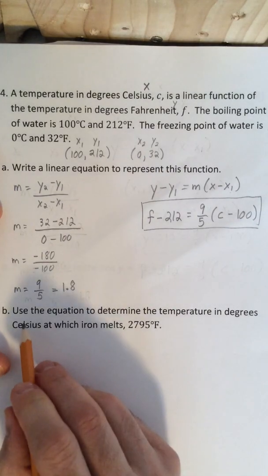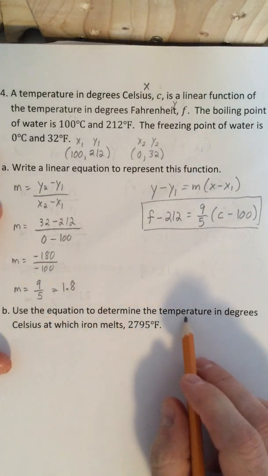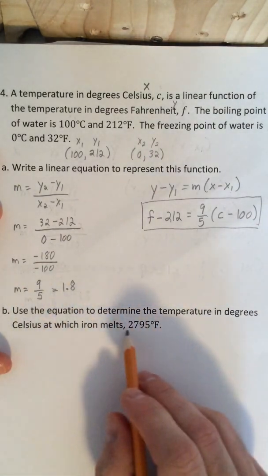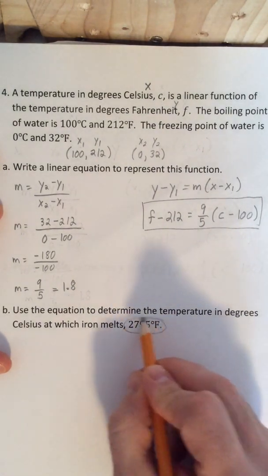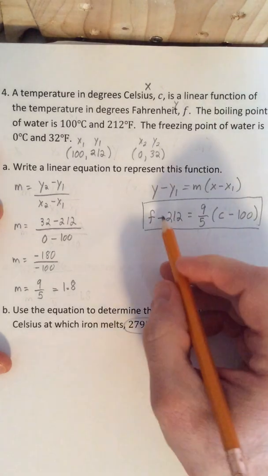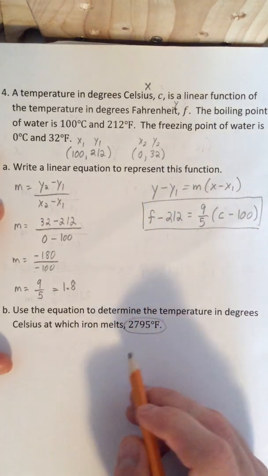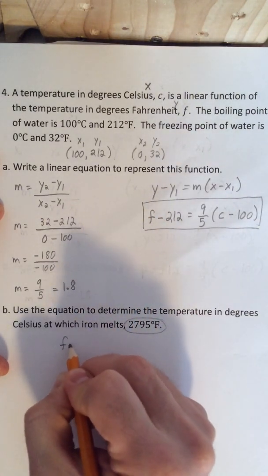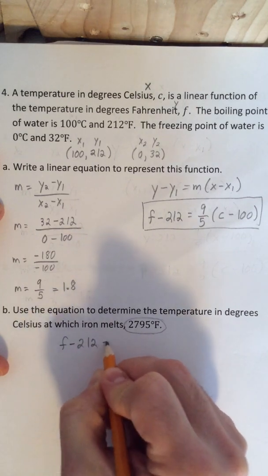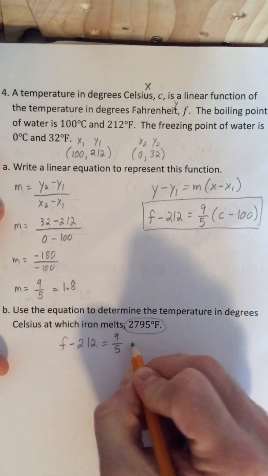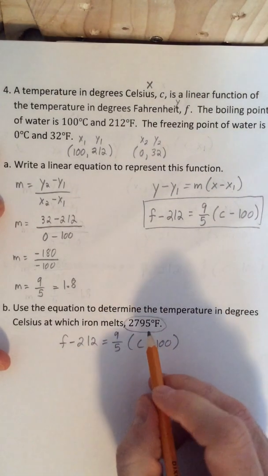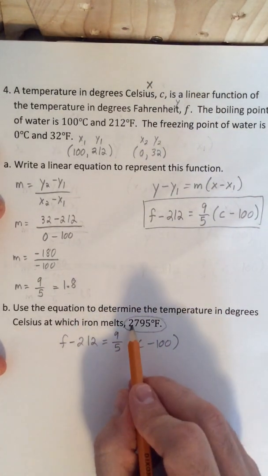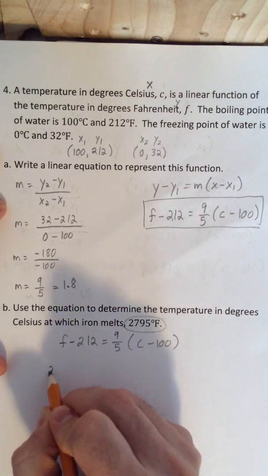And now when I go to solve this part B, use the equation to determine the temperature in degrees Celsius at which iron melts. Since I'm given a measurement in Fahrenheit, that will be replaced in my equation here with F. So I'm going to write my equation out. And what I'm going to do is replace the Fahrenheit with 2,795.